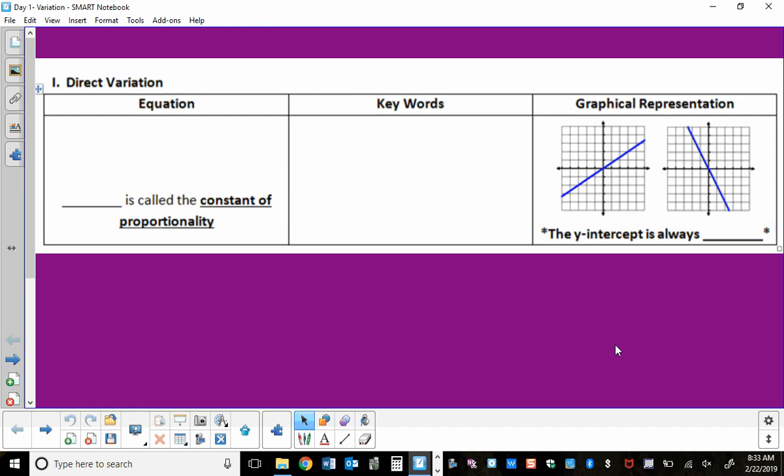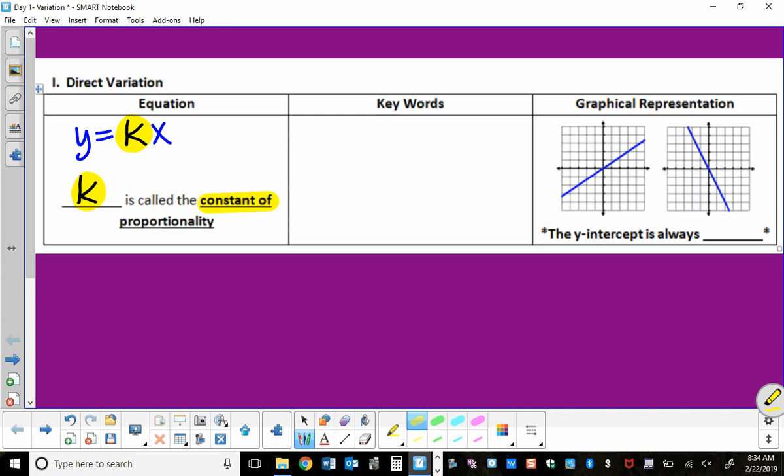Direct variation. Direct variation is followed by the equation y equals k times x.